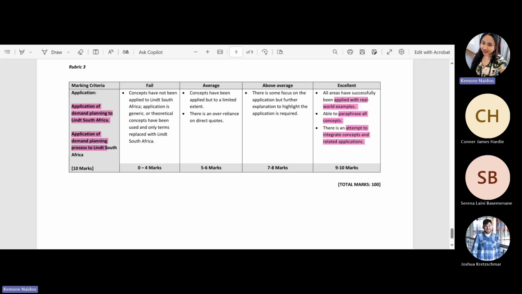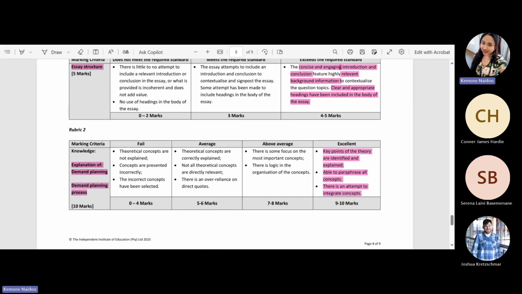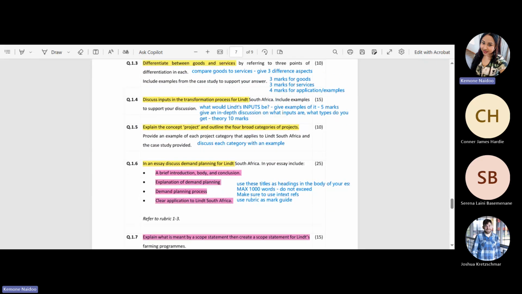So the application carries 10 marks, which means it has to be an in-depth application. You can't just say Lent uses past sales data to predict their future demand. You need to actually be specific with it. Okay. And yeah, that is your whole essay, and that will get you your 25 marks.